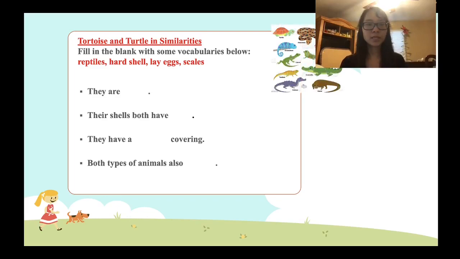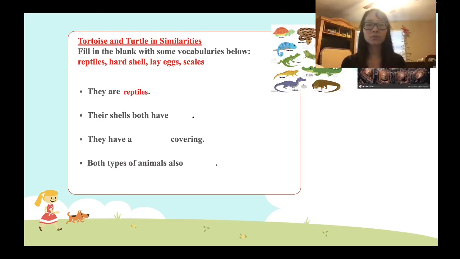So for the first sentence, here is the picture I brought you. You see the picture of a snake, lizard, crocodiles. So what group are they? Reptiles.